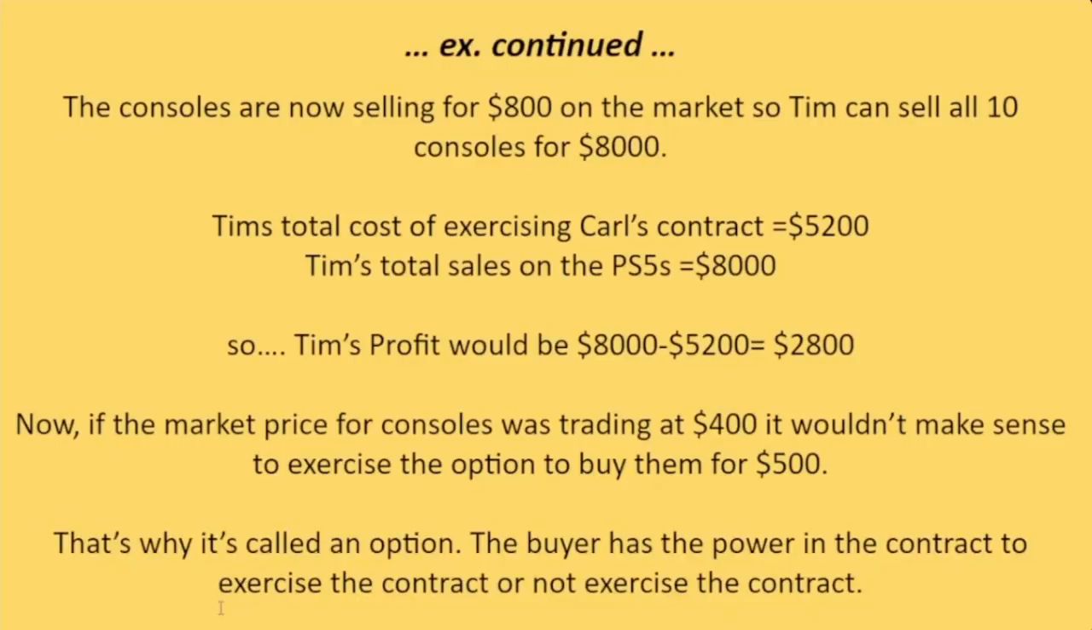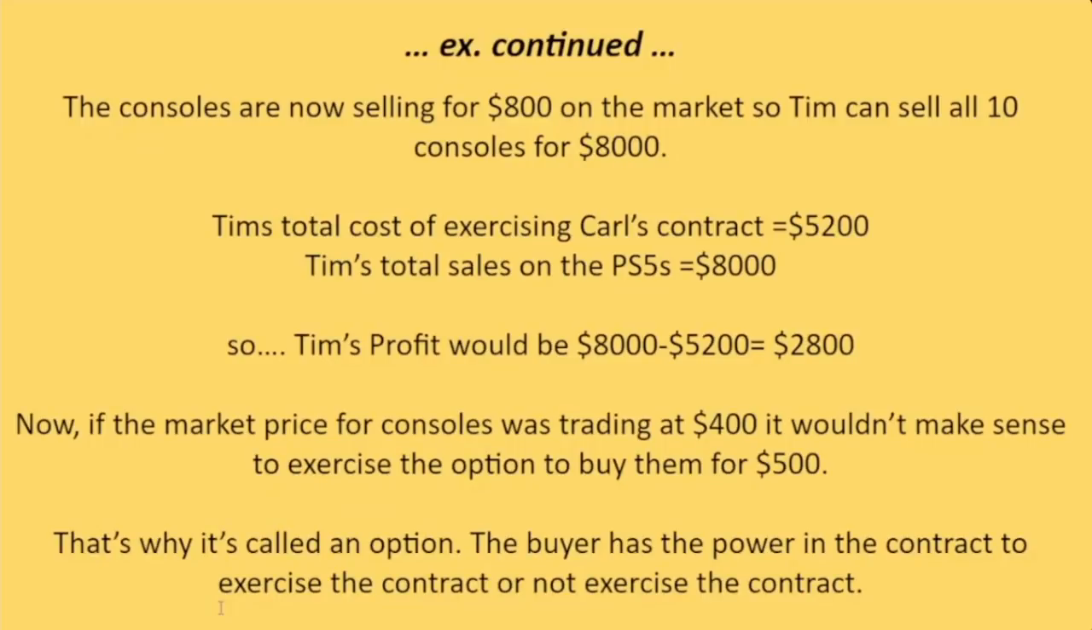So the buyer is going to buy the options contract by paying the premium, and then he can exercise or not exercise the remaining part of that actual contract. The premium's just the upfront payment. The rest is on the buyer to decide what he wants to do. And in this case, if they were selling at $800 apiece, Tim would probably exercise the contract and then turn around and sell the PS5s immediately. Whereas if the PS5s were selling down at $400, Tim wouldn't exercise the contract.